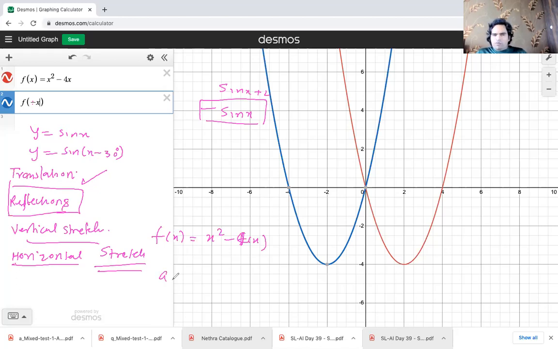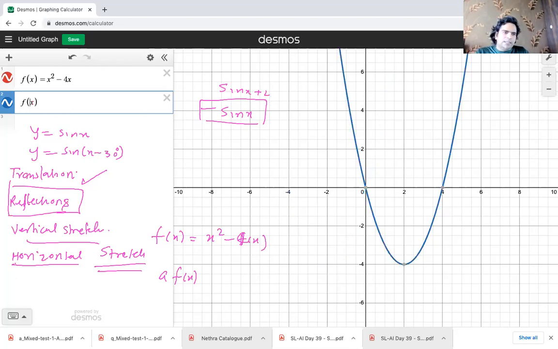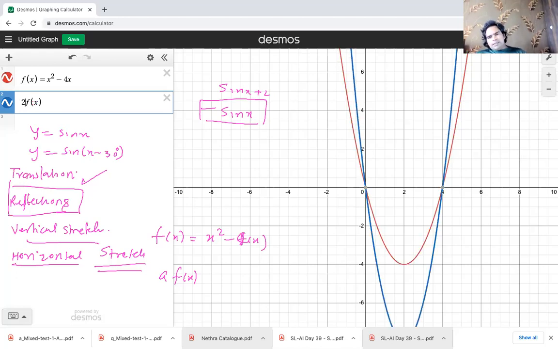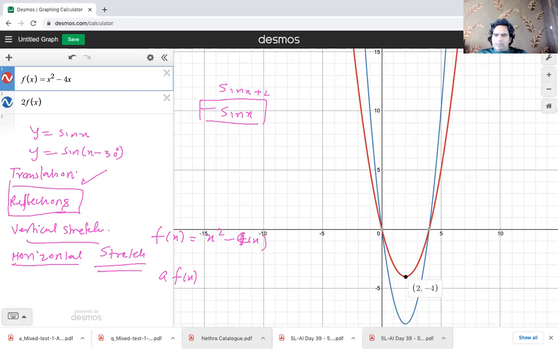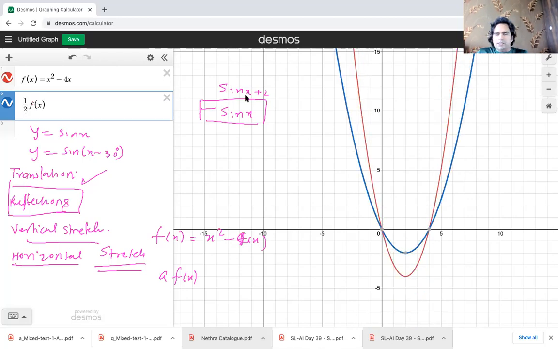Now if I take a times f of x, this is your vertical stretch. For example, let's say this is 2f of x, it is going to be a vertical stretch by a factor of 2. Now you can see that your x values are still the same, but your y values got doubled. So in vertical stretch, the graph is just stretched along the y-axis. If I had half as the vertical stretch factor, it is going to reduce the y values by half. Each y value, like 2 comma negative 4, now becomes 2 comma negative 2. So this is the basic of the vertical stretch.